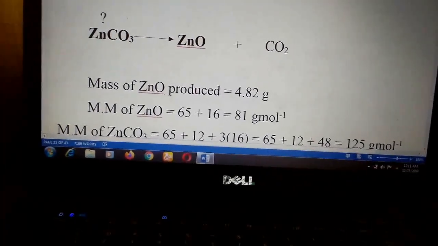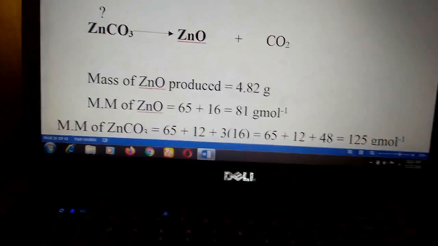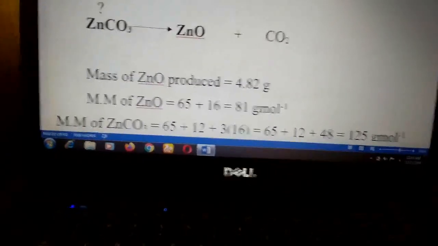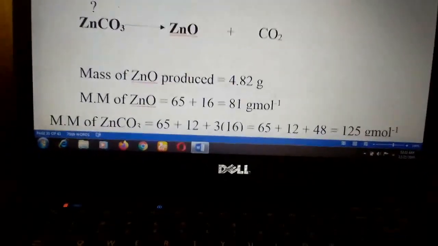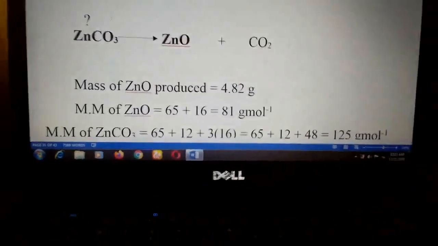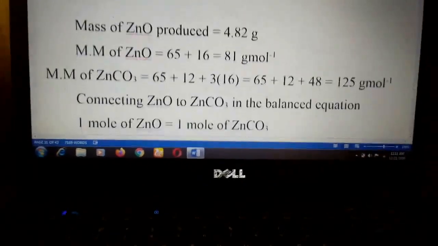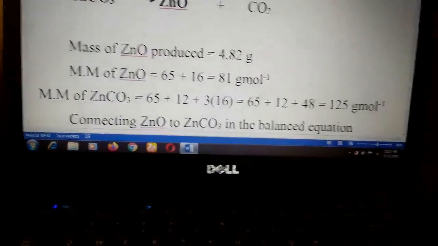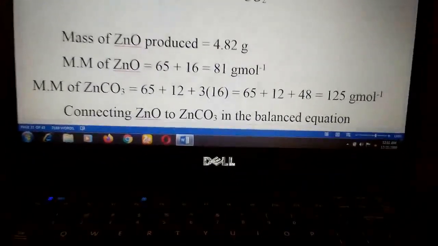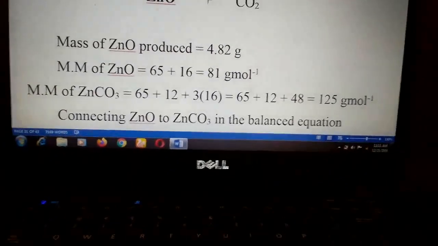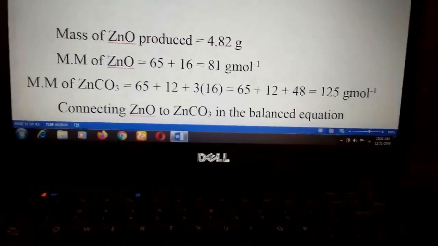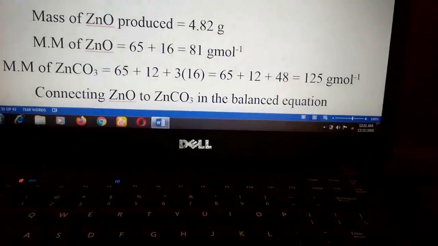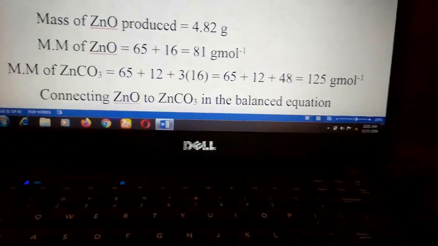From the equation, we find the molecular mass of zinc oxide: 65 for zinc plus 16 for oxygen. We have 81 grams per mole. That is the molar mass of zinc oxide. We also find the molar mass of the zinc carbonate, the two compounds concerned: 65 for zinc plus 12 for carbon plus 3 times 16 for oxygen. That will give us 65 plus 12 plus 48, giving us 125 grams per mole.